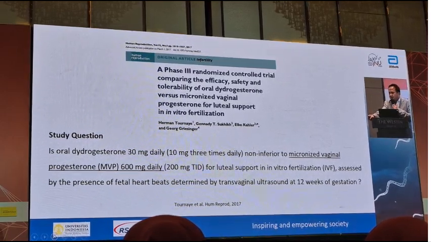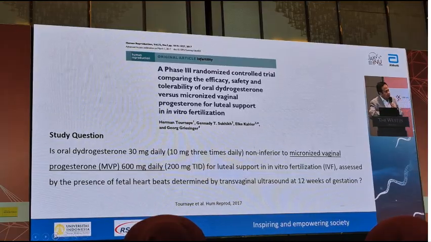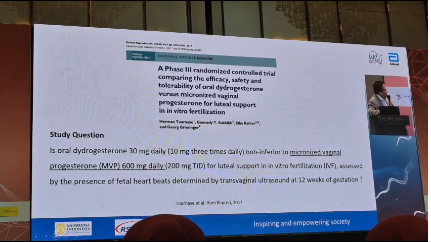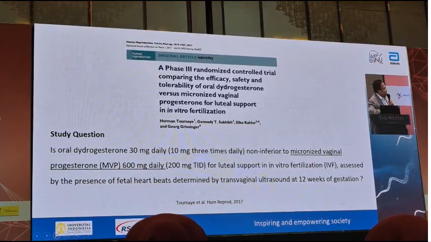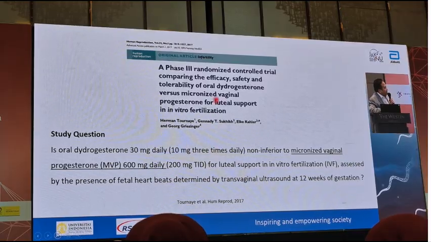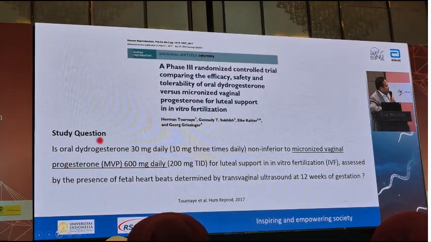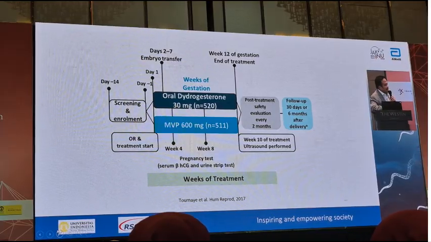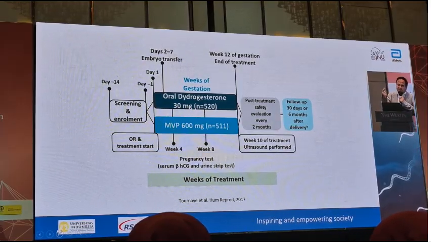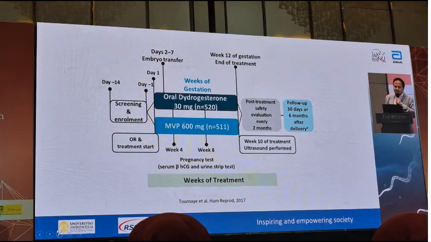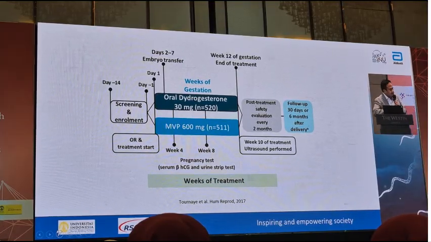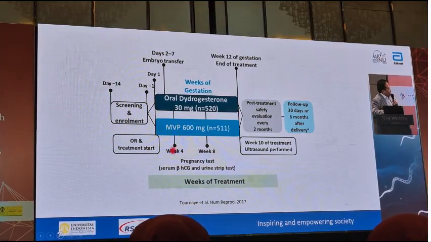non-inferiority clinical trials. I think Mufri mentioned before by John Grisinger and Herman Tournaye. In Lotus 1, they wanted to see whether dydrogesterone is non-inferior compared to micronized vaginal progesterone in fresh transfer. You can see this is a very good protocol design. It's a randomized controlled trial, I think with more than 400 subjects.